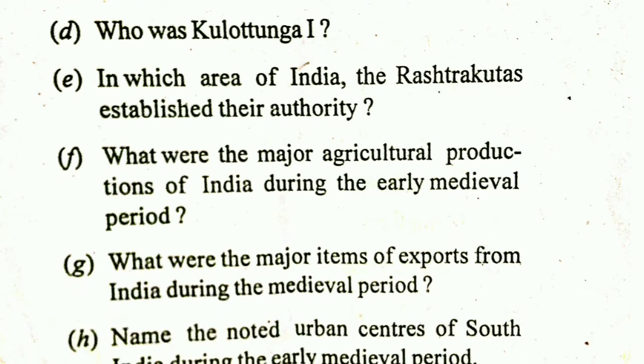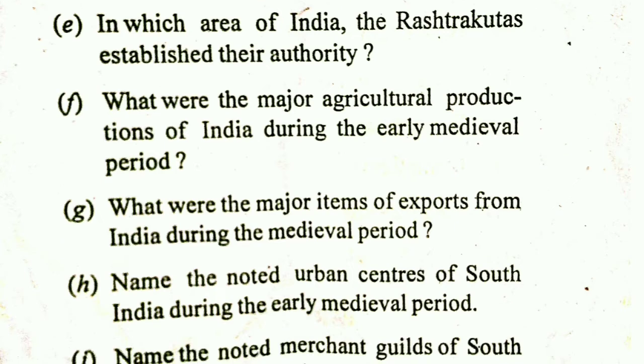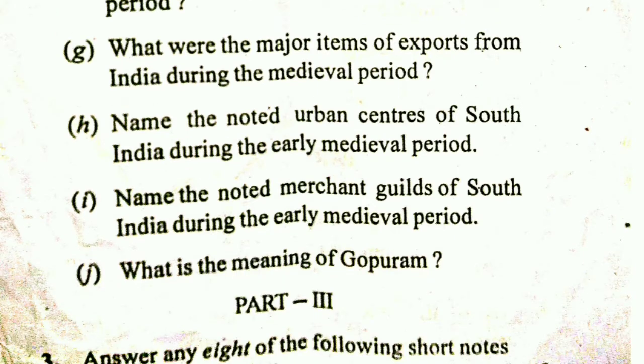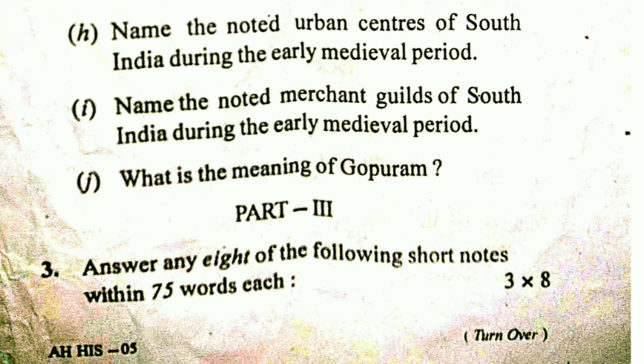E. In which area of India did the Rashtrakutas establish their authority? F. What were the major agricultural productions of India during the early medieval period? G. What were the major items of export from India during the medieval period? H. Name the noted urban centers of South India during the early medieval period. I. Name the noted merchant guilds of South India during the early medieval period. J. What is the meaning of Gopuram?